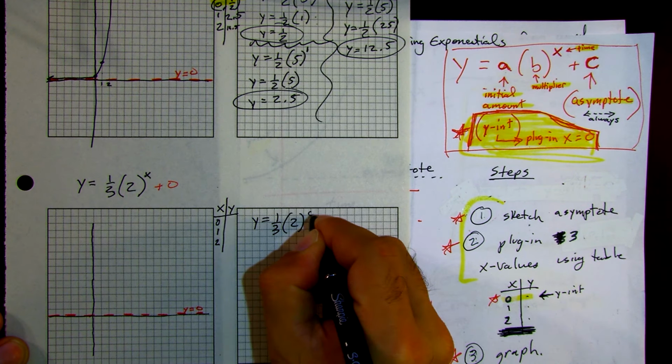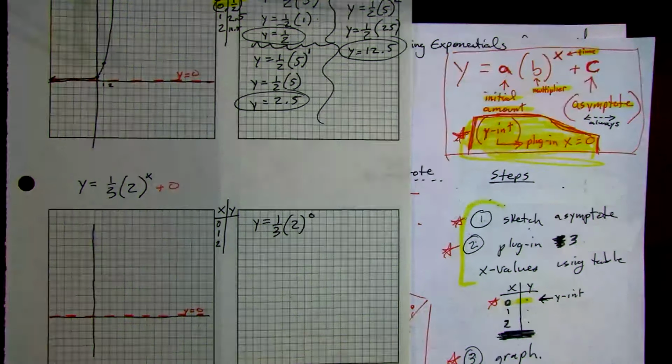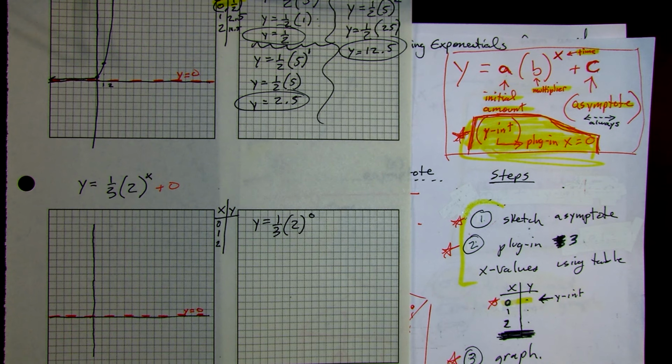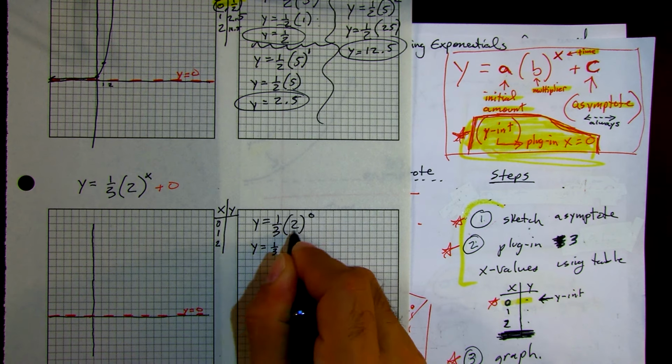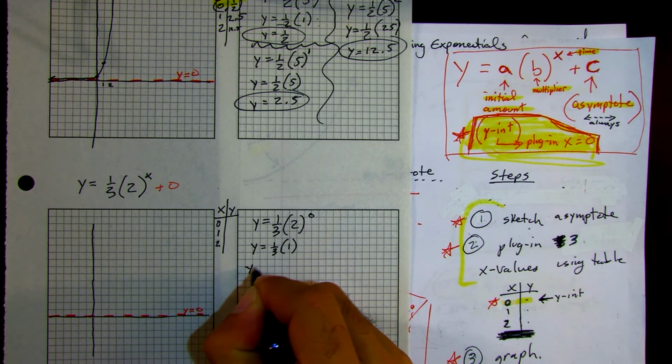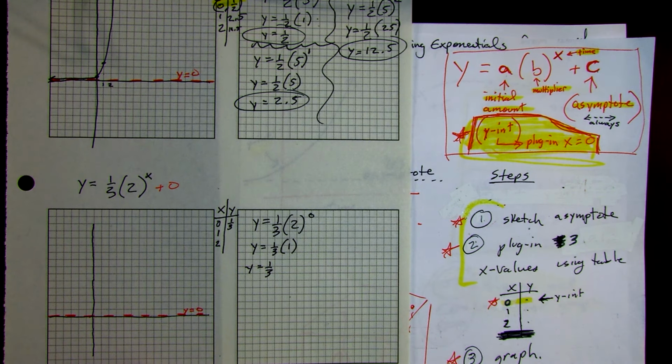Y is equal to 1/3 times 2 to the 0. Go ahead and work that out and tell me what the y-intercept is in the chat. What is the y-intercept? Tell me in the chat. Very good. Good, Remy. Good, Dylan. Good, Devin, Jacqueline, Lizeth. You got it. So the first one's going to be pretty quick because 2 to the 0 power is 1. So we get 1/3.